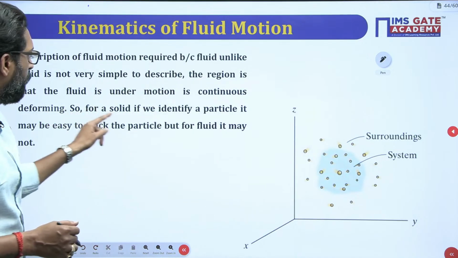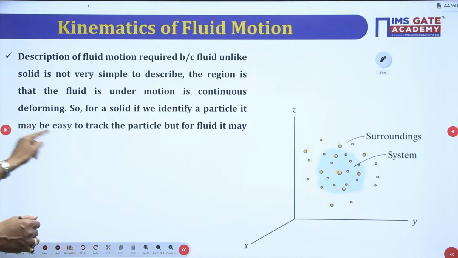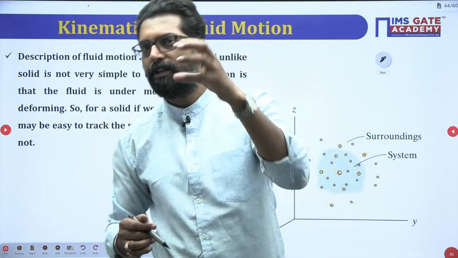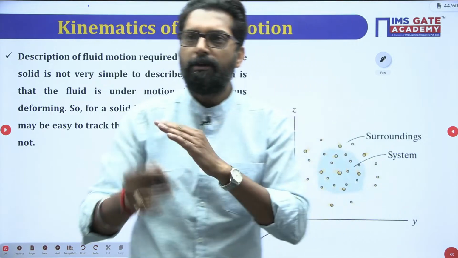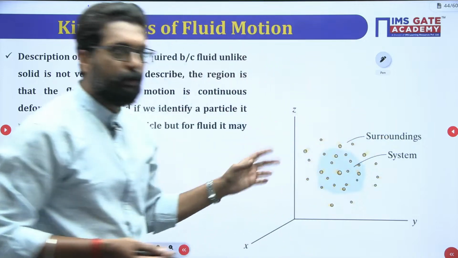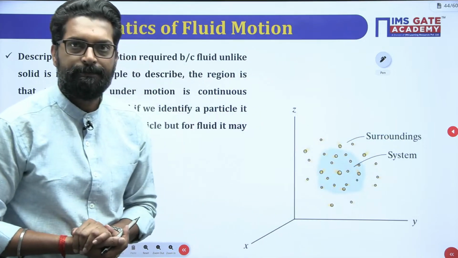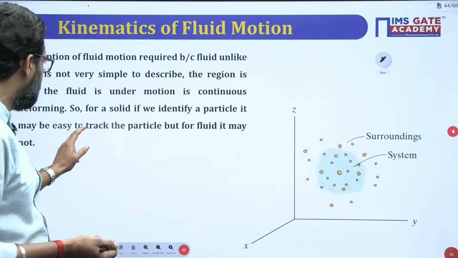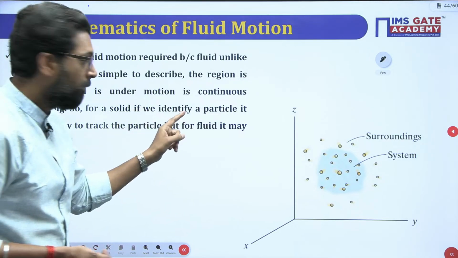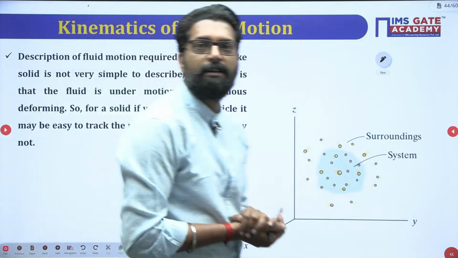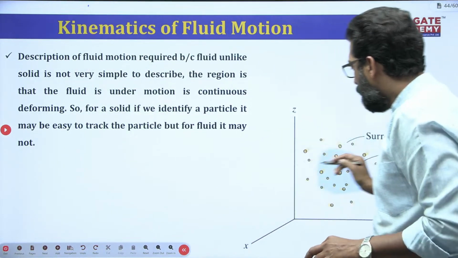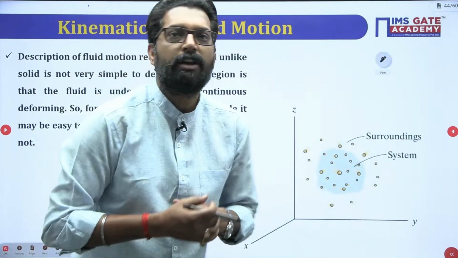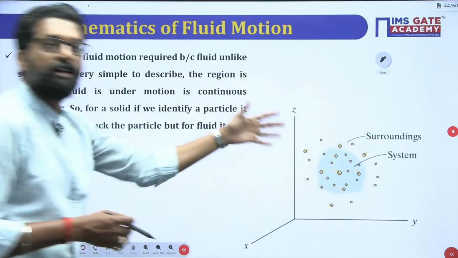For a solid, if you identify a particle, it may be easy to track, because it has a definite deformation. But if the fluid deforms, tracking the individual particles is very difficult. So it may be easy to track the particles of a solid, but for a fluid it may not be easy. So for tracking the individual particles, we require the description of the fluid flow.